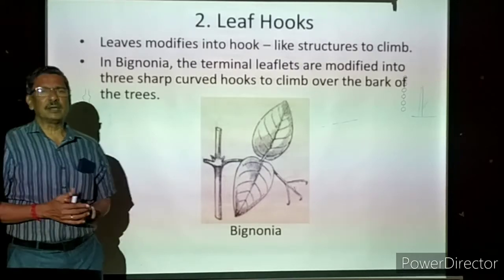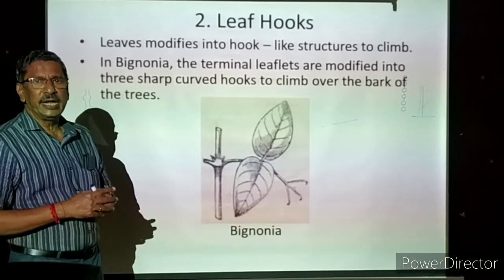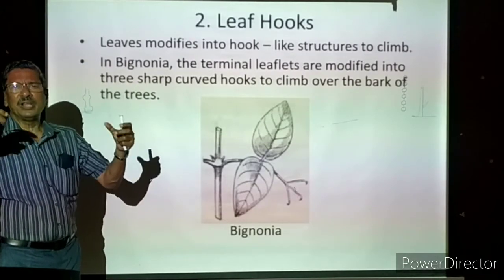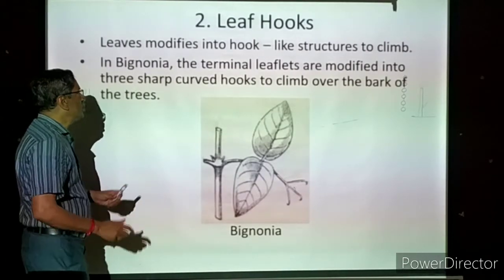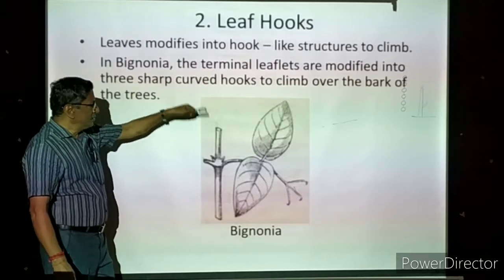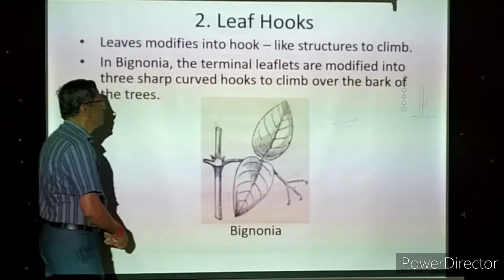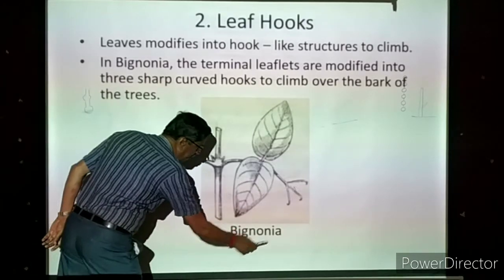You know what that is? Big trees like the banyan tree, mango tree, neem tree and all. The outer skin will be there, which is dried and has a very rough surface. That is called bark. Over the bark, with the help of the curved hooks, they can climb on the support. Now we are taking this Begonia.